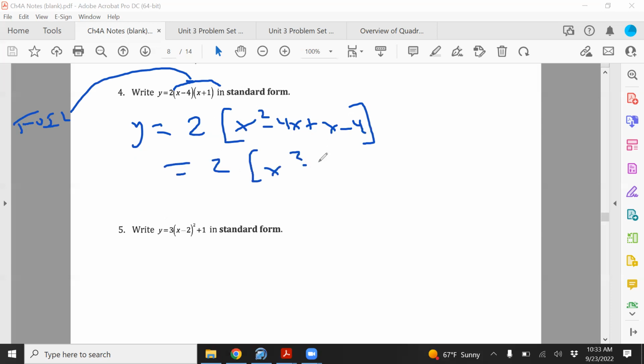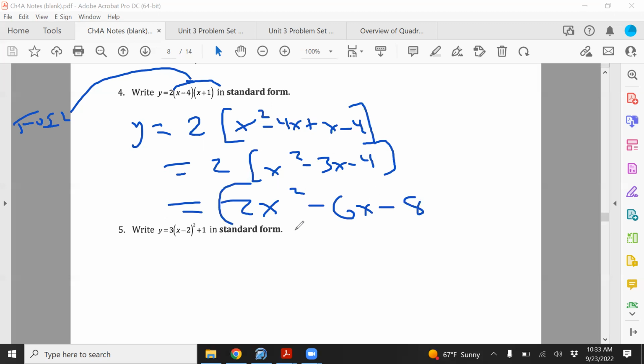And you get 2x squared minus 6x minus 8. And there you go.